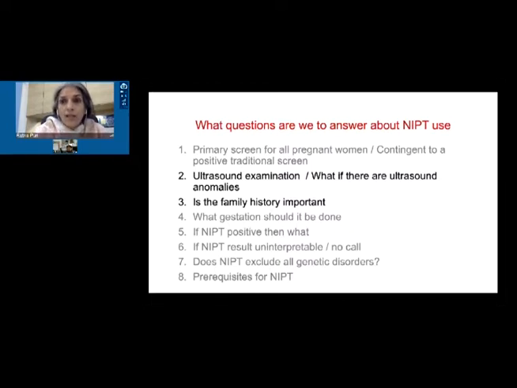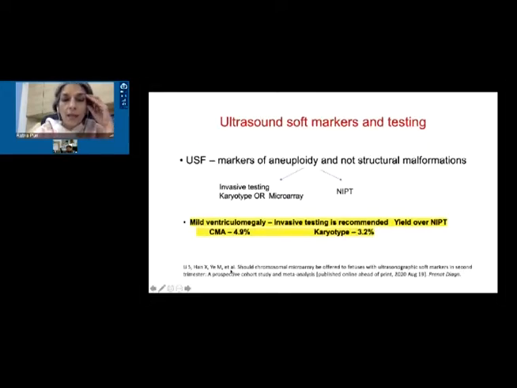What is the relevance of an ultrasound examination in the era of NIPT, and is a family history important? So there is this recent study which has come out in 2020, when you identify soft markers of aneuploidy in the level 2 ultrasound. And remember, these are not structural malformations. You could either do an NIPT or you could do invasive. In this study, they either did NIPT or invasive testing with karyotype or microarray. And they identified that only in one situation, where there was mild ventriculomegaly, did they get some additional information when invasive testing was performed over an NIPT.